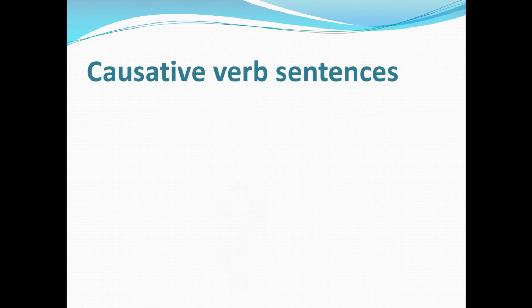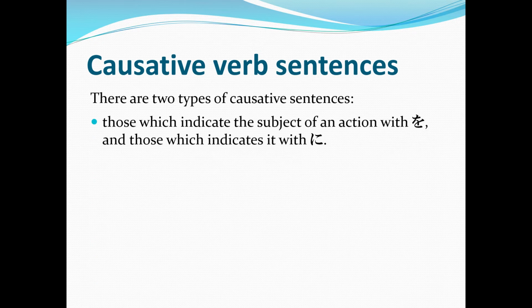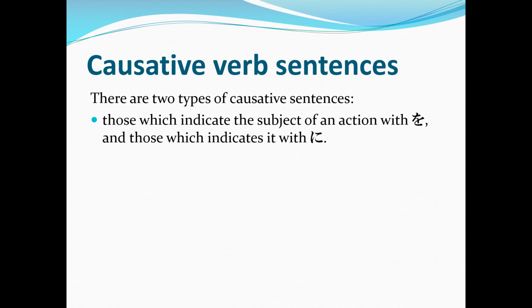So, let's talk about causative verb sentences. There are 2 types of causative sentences. First, those which indicate the subject of an action with o, and those which indicate it with ni. First one, noun, which is a person, o, then intransitive verb in its causative form.